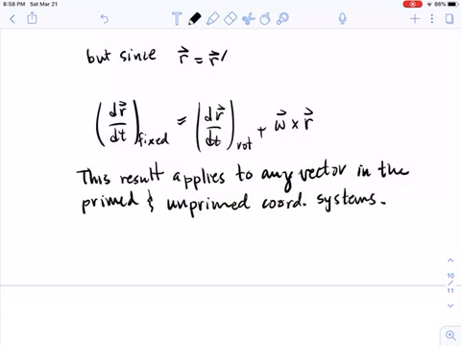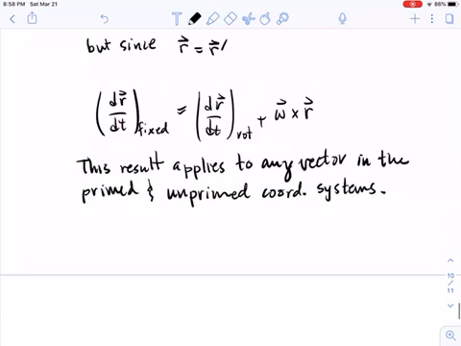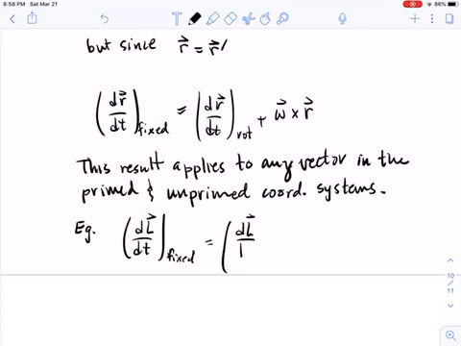What we're going to be interested in for our purposes is the angular momentum, and that expression that we wrote down at the beginning was that dL dt in the fixed frame is equal to dL dt in the rotating frame plus omega cross L.